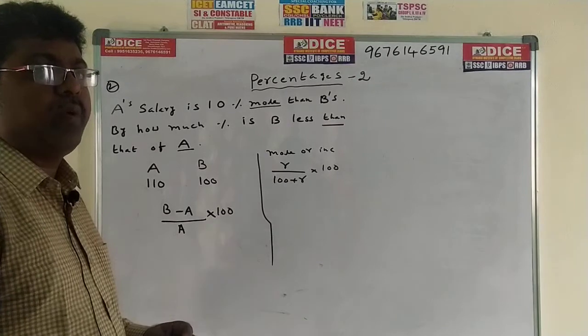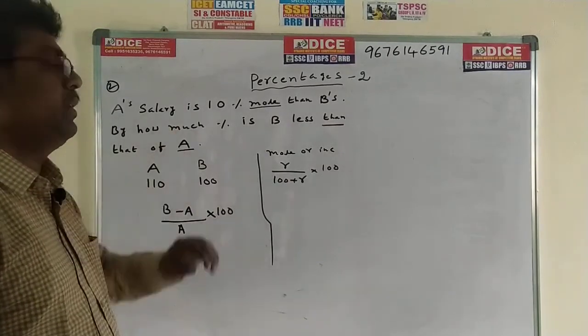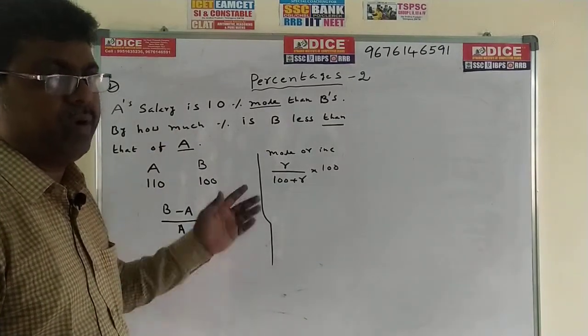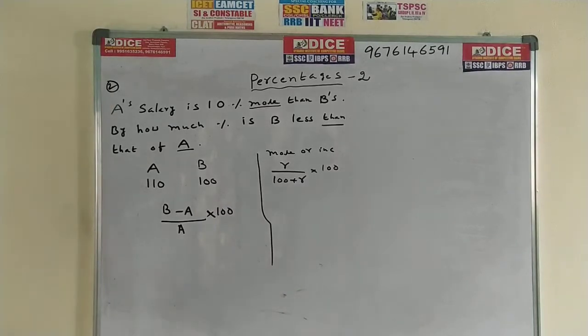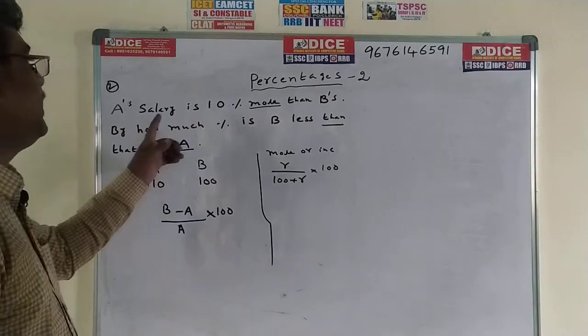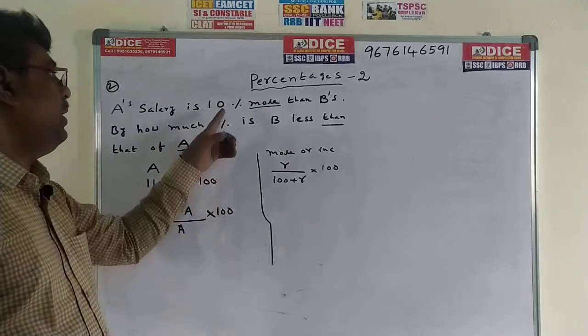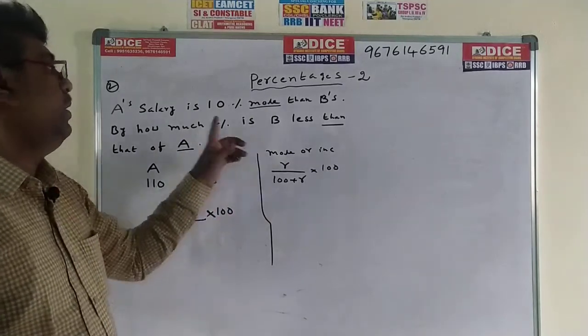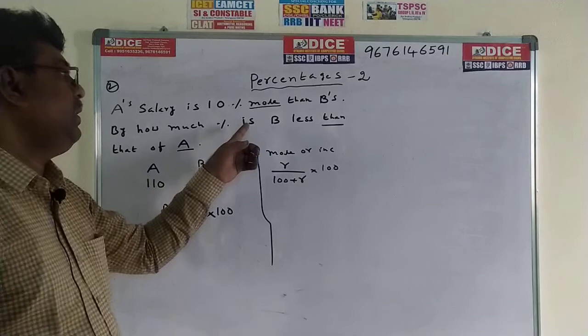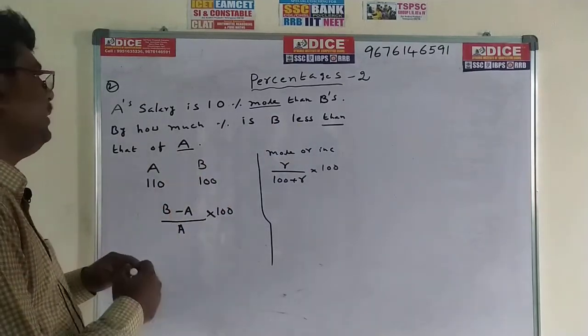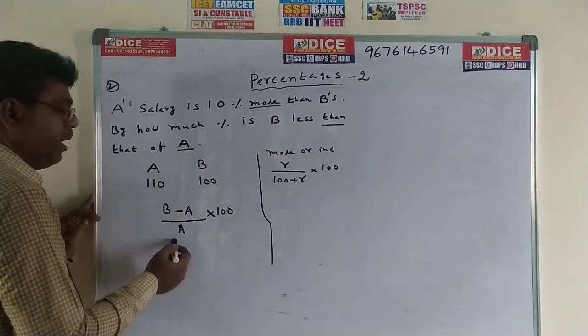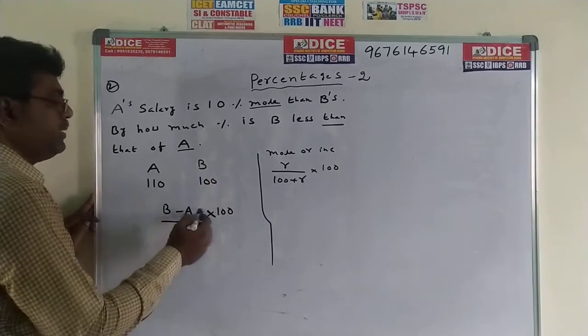Now come to the same model, second problem. I have given 10%. Just take one minute and try it. I will tell you. A's salary is 10% more than B's. So let us assume that B has 100, then A becomes 110. Once again, by how much percent is B less than that of A? So in the denominator A, so it becomes (B minus A) into 100.